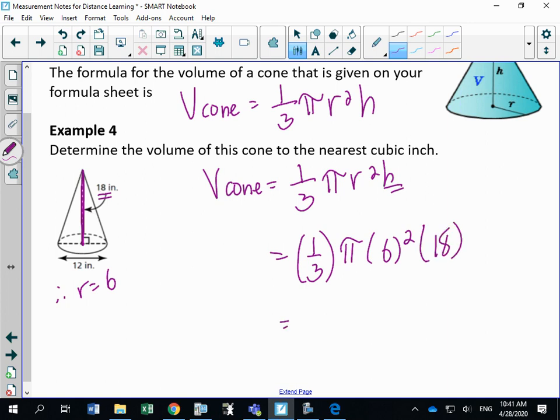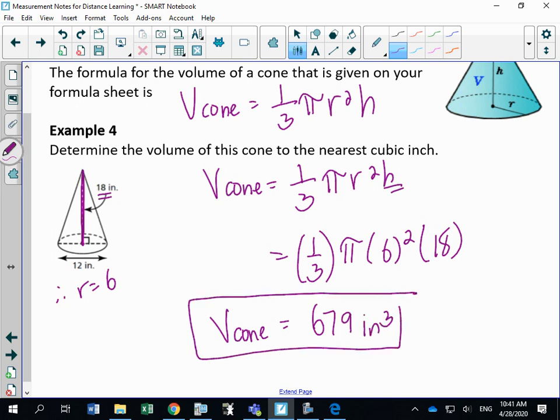So I want everybody to punch that in on their calculators. So 1/3 in a bracket, close that bracket, times pi, times 6 squared, times 18. Round it to the nearest cubic inch, so that means no decimals. Pause it, and then see if you get the same answer as me. Okay, if you got 679 inches cubed, you got the correct answer.